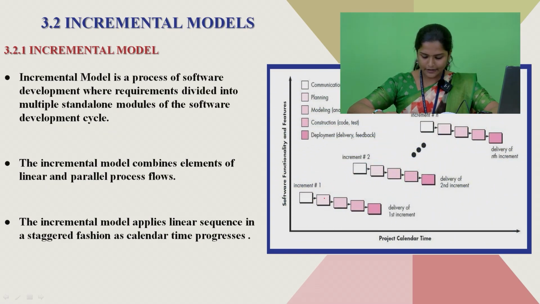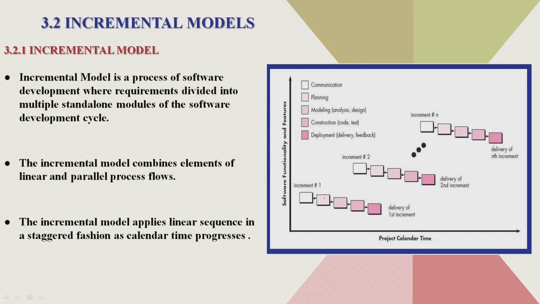So here is the diagram for incremental model where you can see very clearly increment 1. This is increment 1 and this is increment 2, and you can proceed up to increment n. The first increment delivers the first increment, second increment delivers the second increment, and the nth increment delivers the nth increment. So this is a linear flow. We have already seen this in the waterfall model.